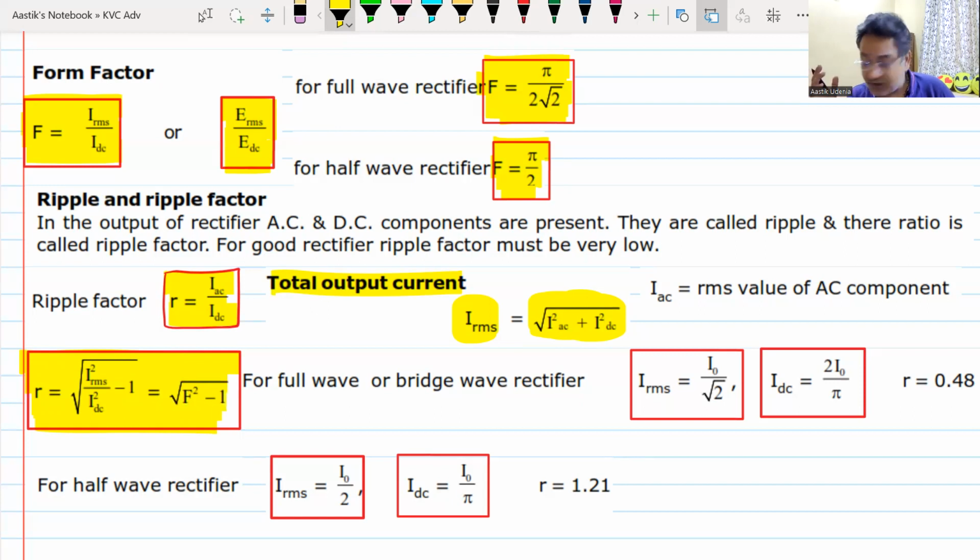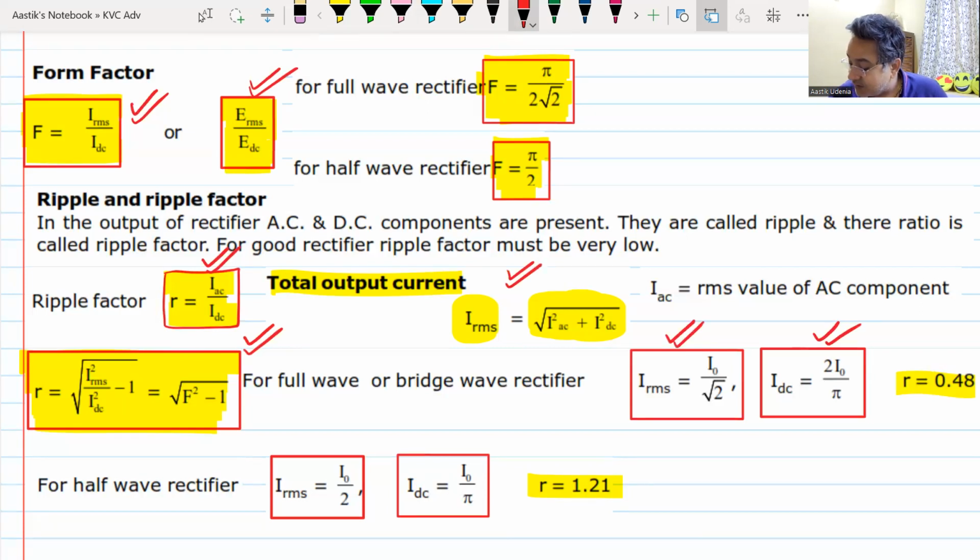If you put all these values together, you will get the ripple factor for a full wave rectifier as 0.48 and for a half wave rectifier as 1.21. What you have to remember is the definition of each of these, and the value of total RMS current. For half wave and full wave rectifiers, you must remember the RMS value and the DC values. If you know this, you should be able to calculate any one of these. I'll give you a minute to note it down.